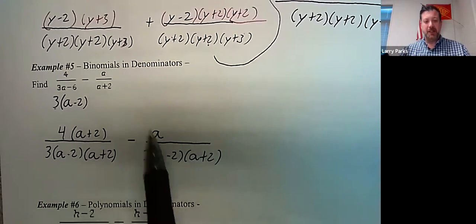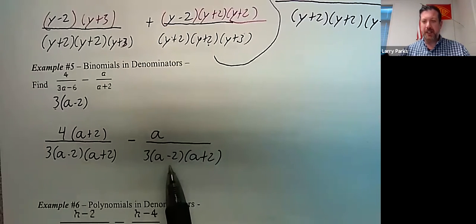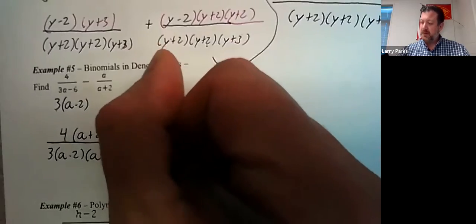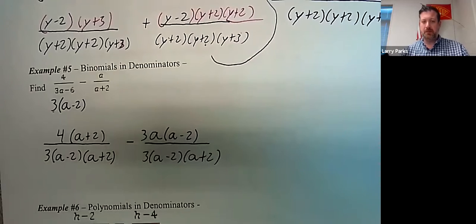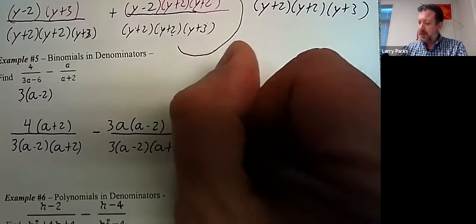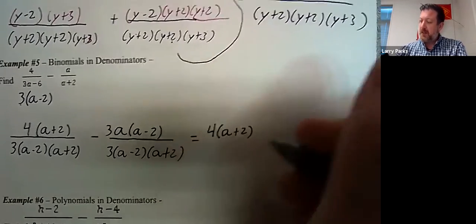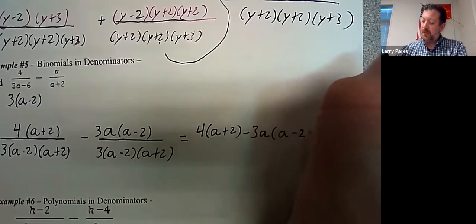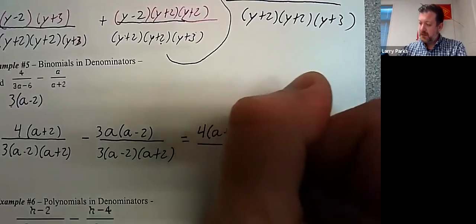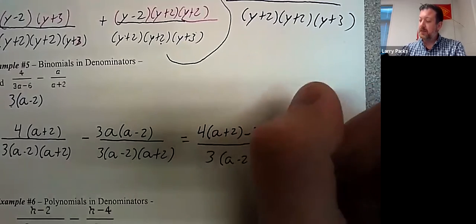Now going from a plus 2 to (3a minus 2)(a plus 2), what's missing? The 3a minus 2. Okay, from there I could combine this into one big fraction. I get 4 times (a plus 2) minus 3a(a minus 2), all over 3(a minus 2)(a plus 2).